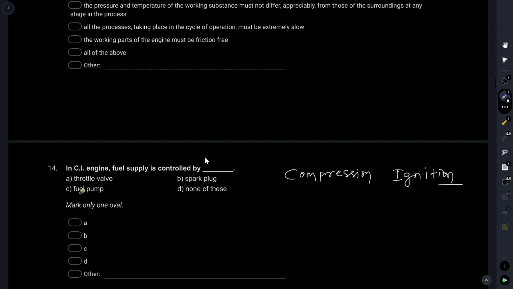Let us read the devices. Option A says throttle valve, right? Normally we don't see a throttle valve in CI engines. Actually we see it in a refrigeration system, so it is not used there. And spark plug, again, is used in an SI engine. SI simply means spark ignition engine. So the spark plug is not present in a CI engine, so this is also not the correct option. And fuel pump, this is the correct option: the fuel pump controls the fuel supply, right? So option C will be the correct answer for this question.